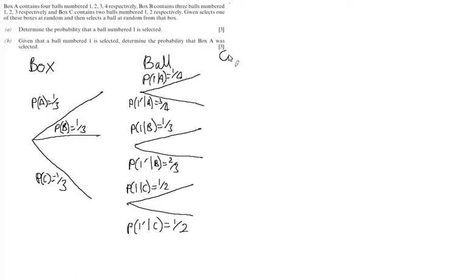Okay, we can now look at the outcomes. The possible different outcomes that we can have: probability that it came from A and we get a 1, which is a third times a quarter, which is a 12th. We can have the probability that it came from A and it was not a 1, which is a third times 3/4, so 3/12.